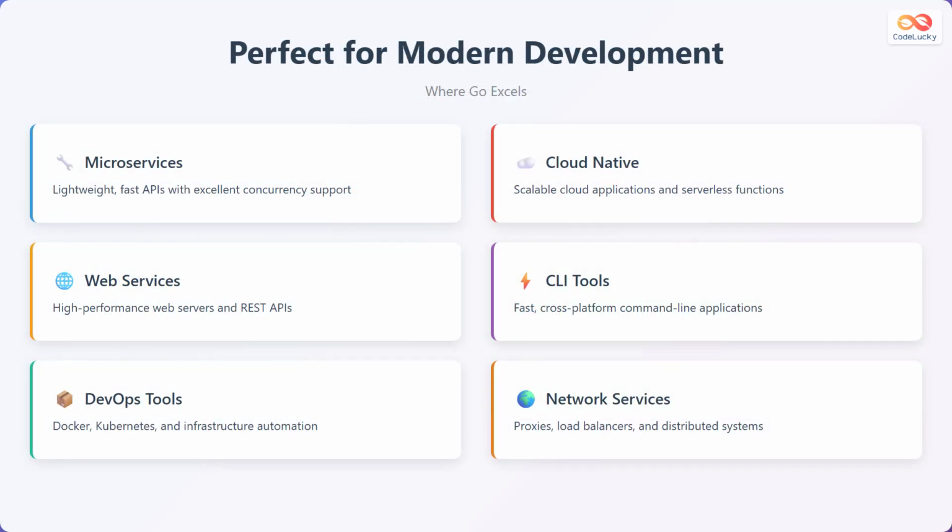Go is perfectly suited for modern development needs. It excels in microservices architectures, enabling the creation of lightweight and fast application programming interfaces with excellent concurrency support. It is great for cloud-native applications, enabling scalable cloud applications and serverless functions. Go is used for DevOps tools like Docker, Kubernetes, and infrastructure automation. It is also great for high-performance web servers and representational state transfer application programming interfaces, fast, cross-platform command line applications, proxies, load balancers, and distributed systems.